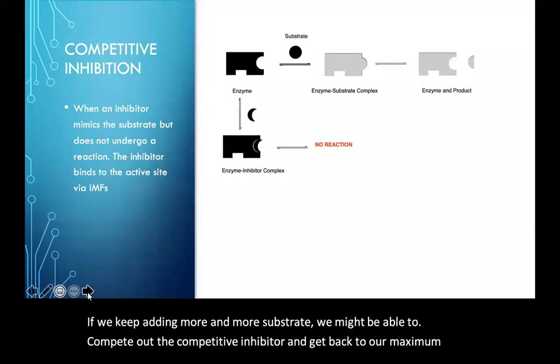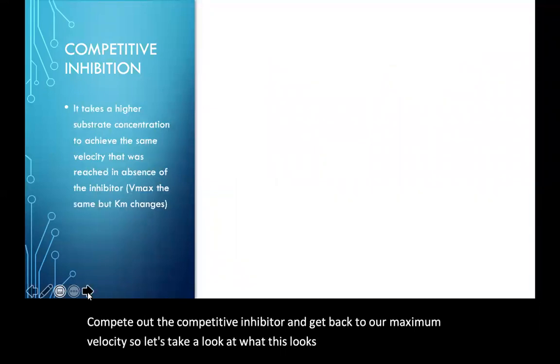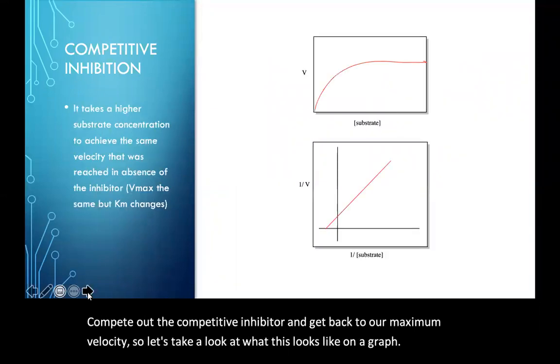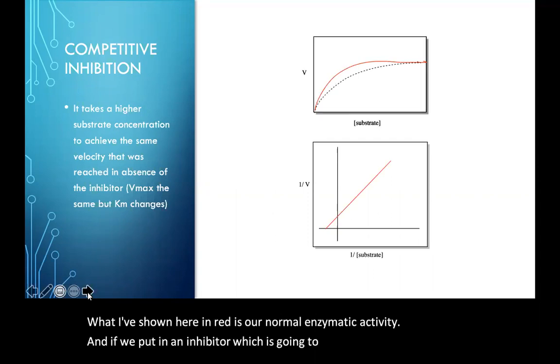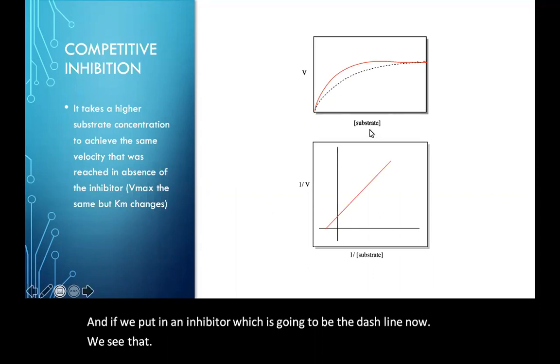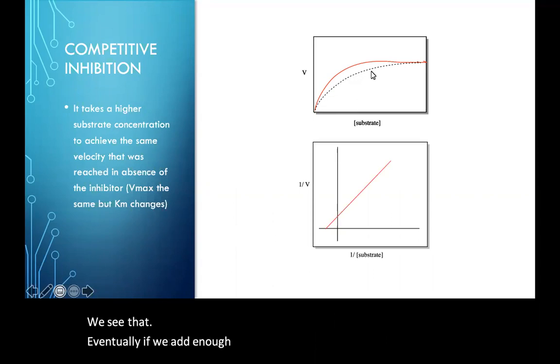So let's take a look at what this looks like on a graph. What I've shown here in red is our normal enzymatic activity. And if we put in an inhibitor, which is going to be the dashed line now, we see that eventually, if we add enough substrate, we will get back up to this maximal velocity if we add enough substrate to compete it out.